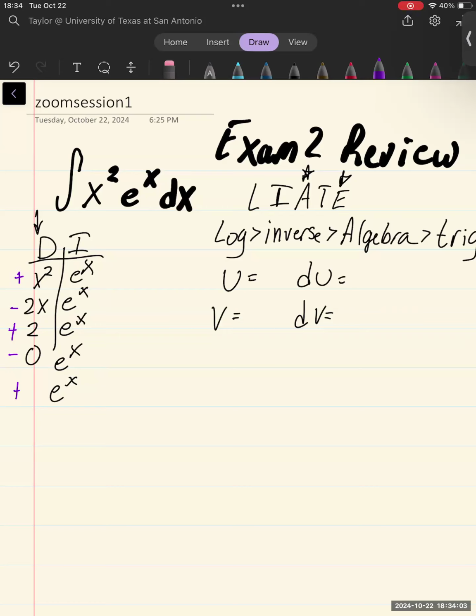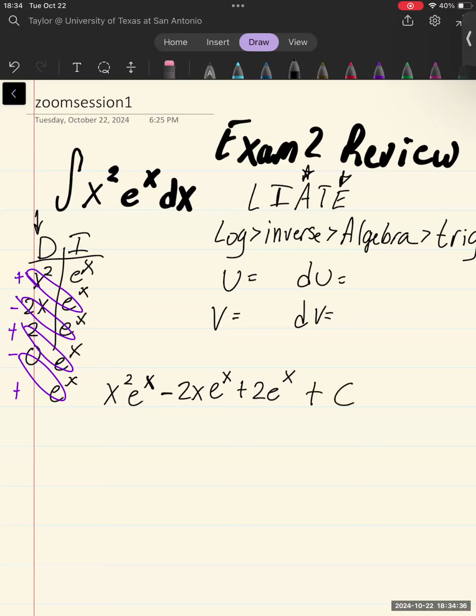The last thing that we do with this tabular method is we go on our diagonals from the first differentiation term here, and then here, and then here, and then here, making this answer x squared e to the x minus 2x e to the x plus 2 e to the x. And then we've got a 0 times e to the x. So then we just have a plus c. It's a little warm-up problem.